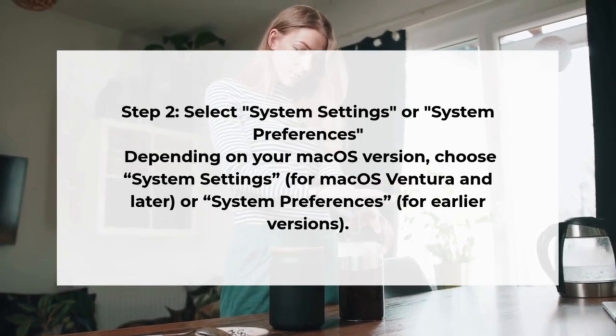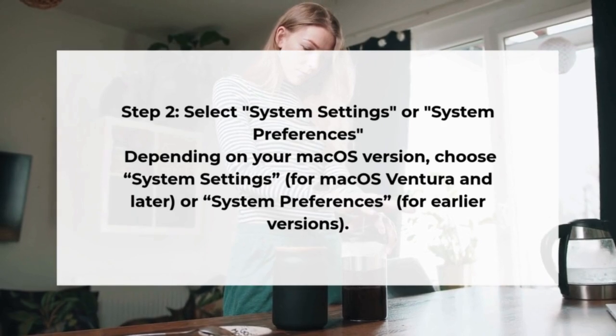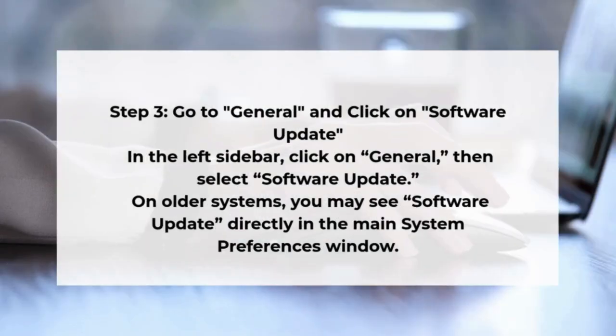Step 3. Go to General and click on Software Update. In the left sidebar, click on General, then select Software Update. On older systems, you may see Software Update directly in the main System Preferences window.